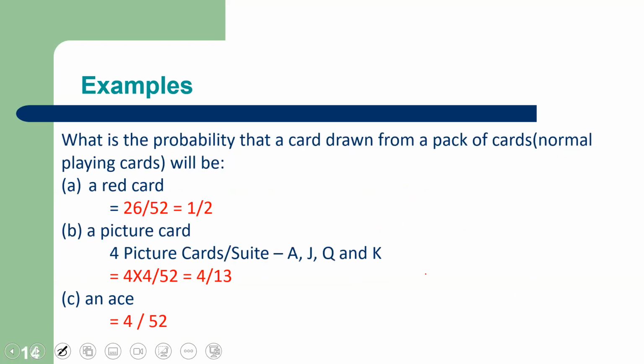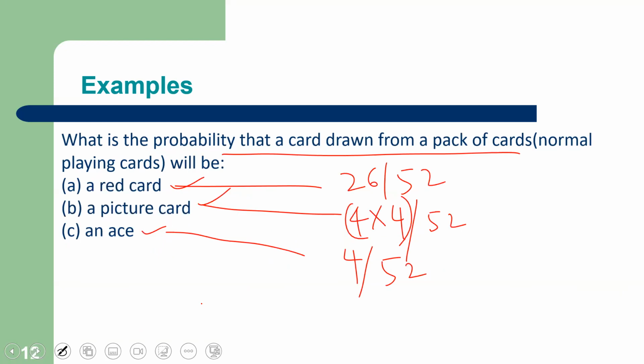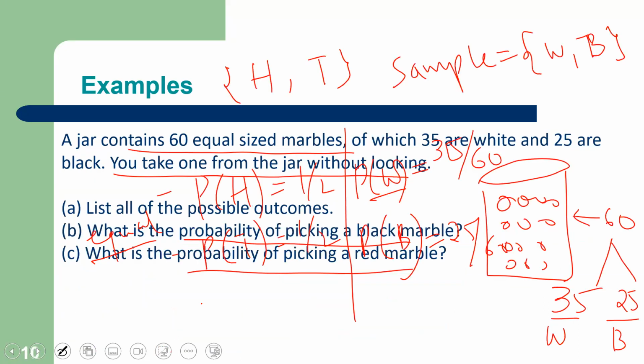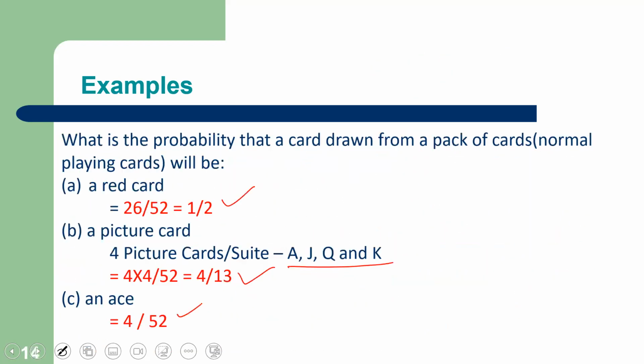Correct, there is a 26 by 52. And over here, A, J, Q is there. Good, so we are right. Then this is 4 by 13 and this is 4 by 52. So this is how we calculate the probability. By these two examples, I think you should know what we are calculating here, and how we can calculate the probability.